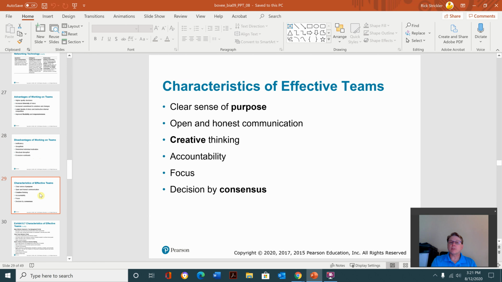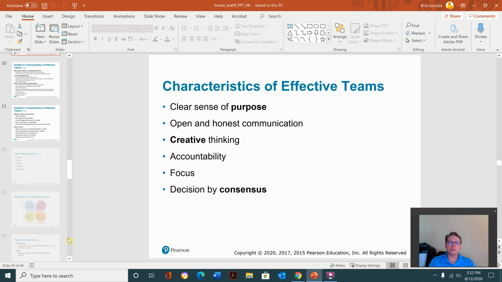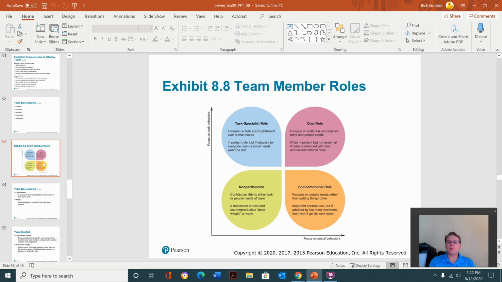Characteristics of effective teams: a clear sense of purpose, open, honest communication, creative thinking, accountability, focus, and decision by consensus. And then here's a model that shows that.